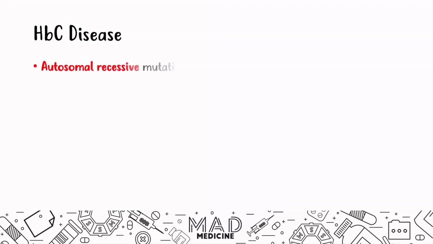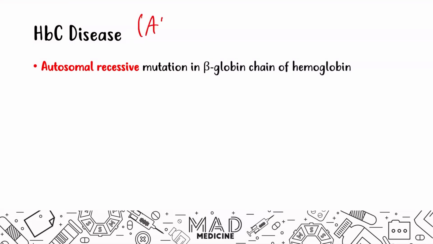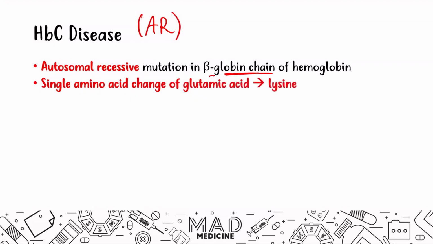and this is going to be hemoglobin C disease, HbC disease. This is an autosomal recessive, very important, autosomal recessive mutation in the beta globin gene of hemoglobin. And what ends up happening is that you're going to have a single amino acid change, and that is going to lead to glutamic acid being converted into lysine. So instead of the codon that's going to code for glutamic acid, you're going to have lysine.